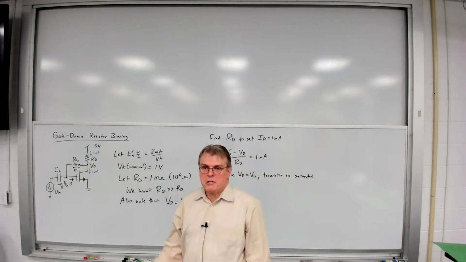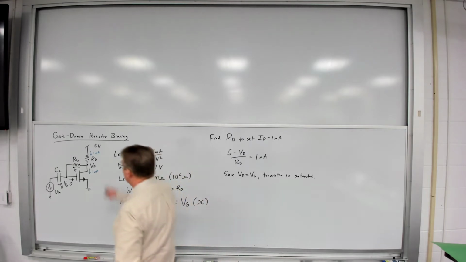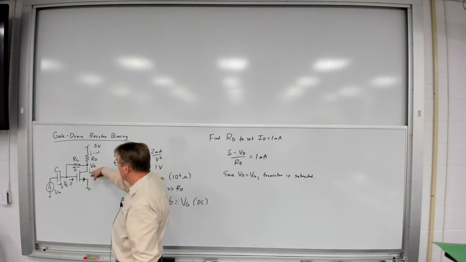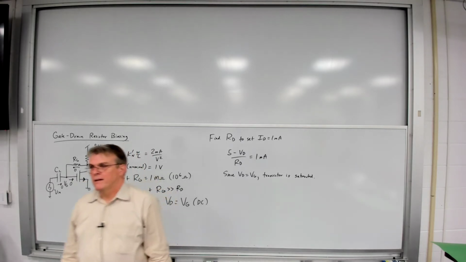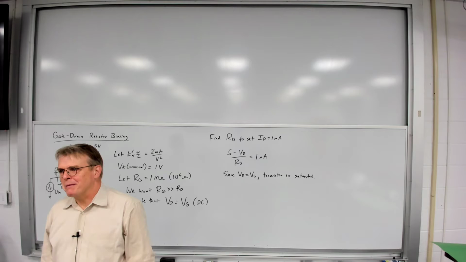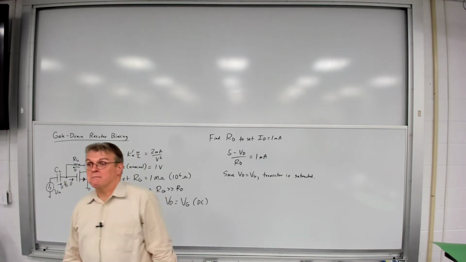Now, a question somebody might ask: Dr. Holman, how do we know it's even on? Well, let's assume it's off. If it's off, there's no current flowing in here, so VD must be equal to 5 volts, and therefore VG is 5 volts. Obviously, it's got to be on because VG would be greater than VT. So it must be on, and it must be saturated.